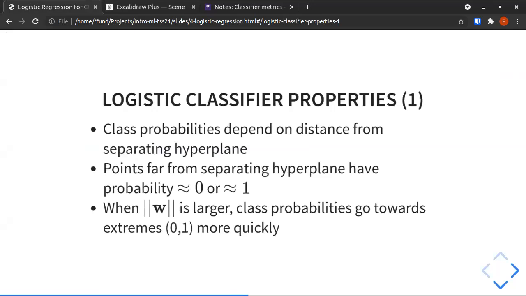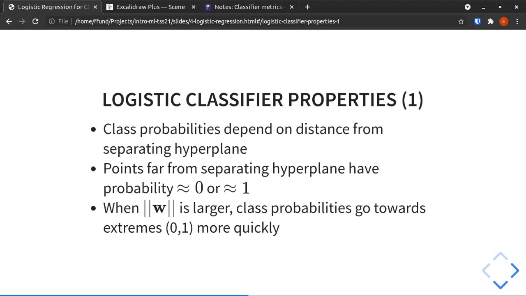Okay, so the properties of our logistic classifier. The class probabilities depend on how far you are from the separating hyperplane. A point that's very far from the separating hyperplane will have a probability of approximately 0 or 1. And we said that when the norm of the weights is large, the sigmoid becomes steep. So the class probabilities go towards the extreme more quickly.